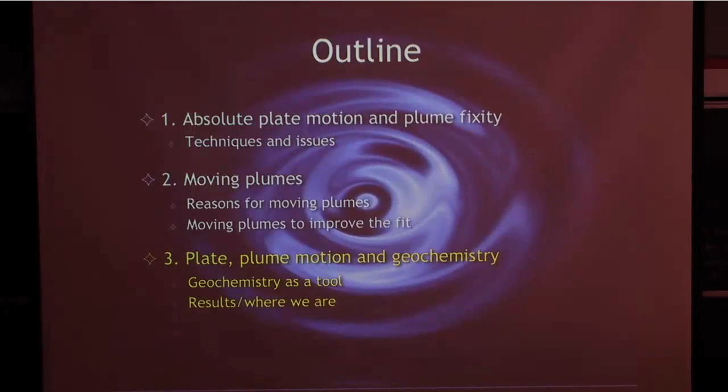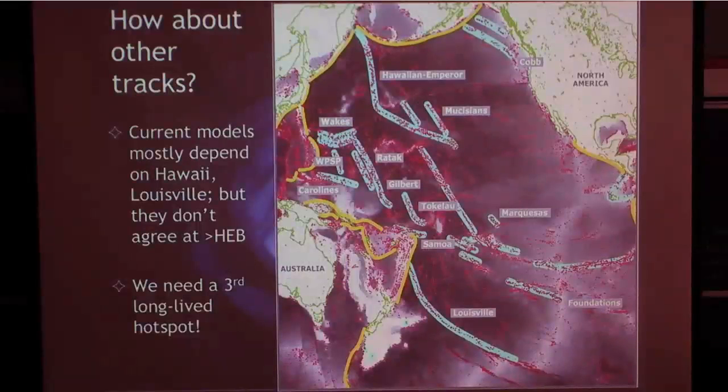All right. So we've done all that. Now we're going to look at the last part. I actually get to put a little geochemistry in too. All right. Back to this plot. So most of the models depend on these two big chains, Hawaii Emperor and Louisville, and throw in little bits and pieces of these other chains.